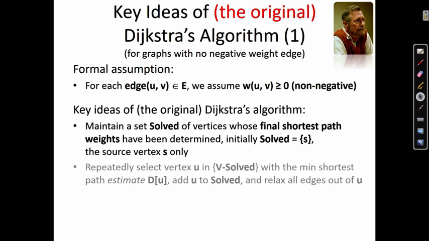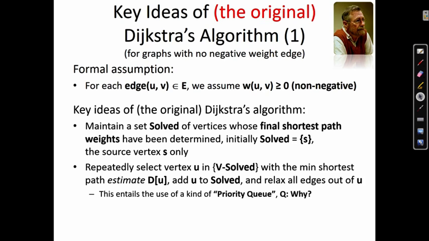Next, I will repeatedly select a vertex U that's not inside solved, so it's inside V minus solved, your vertex set minus those in solved. You select U with the minimum shortest path estimate, the minimum d[u]. Then you add U to solved, and then relax all the edges out of U. So this entails some kind of a priority queue, right?